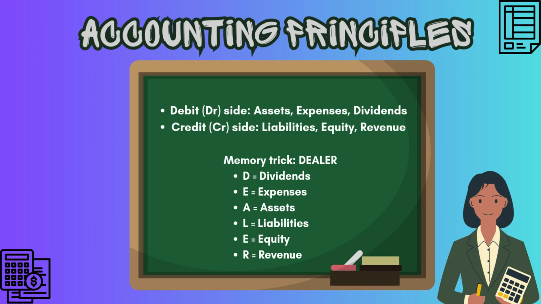Here's the key rule. In T accounts, the debit side records all the accounts that normally carry a debit balance, like assets, expenses, and dividends. The credit side records accounts that normally carry a credit balance, like liabilities, equity, and revenue. To remember this easily, use the dealer trick: D for dividends, E for expenses, A for assets, L for liabilities, E for equity, and R for revenue.